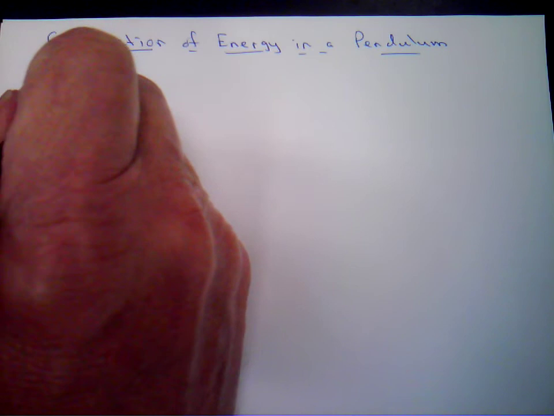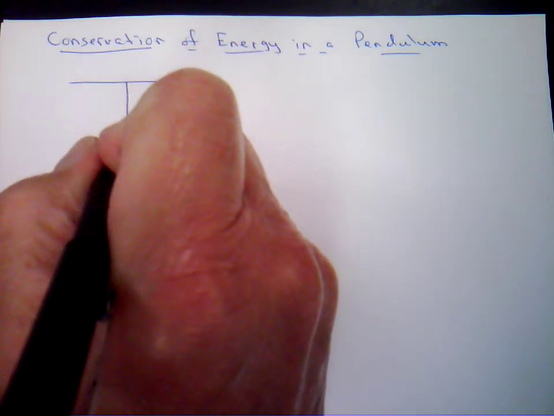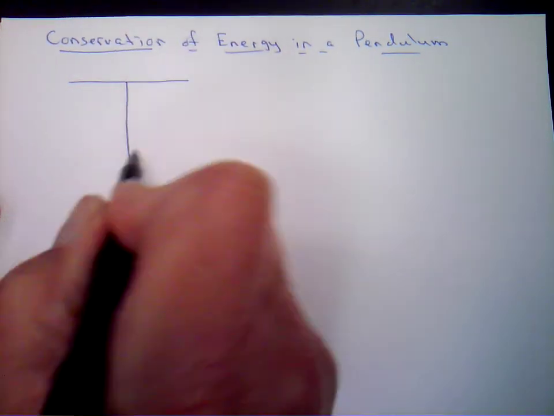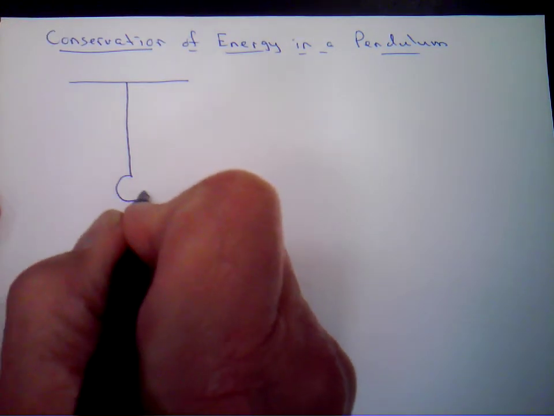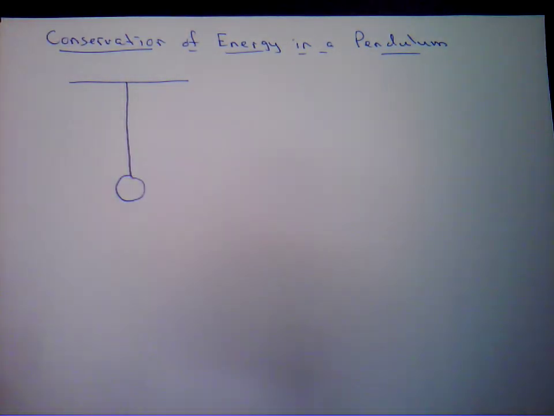So this is the conservation of energy in a pendulum. So we're going to draw a diagram of a pendulum, see if we can analyze that information. So we have a pendulum suspended from some rigid point. And make sure you draw a long enough pendulum. Don't make it too small, because we're drawing a lot of different things on here.